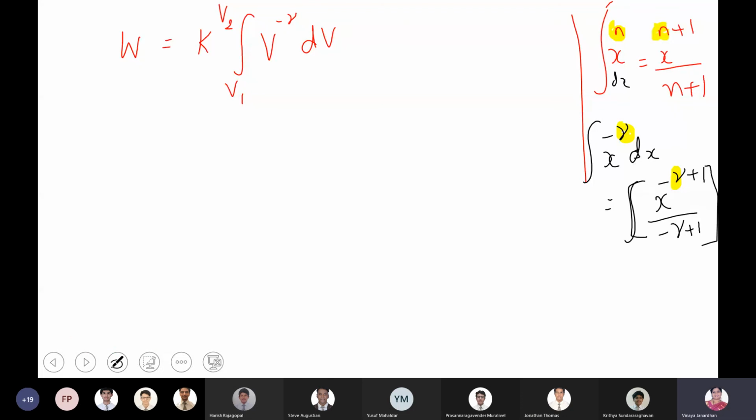Should I repeat, boys? Anyone who is finding it difficult, should I repeat the identity because you have not done your integration in mathematics? Should I redo the one which I am doing on the right column? Yes, ma'am. If you could do it again, ma'am, please. Okay.